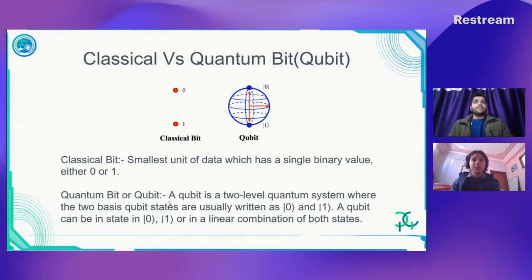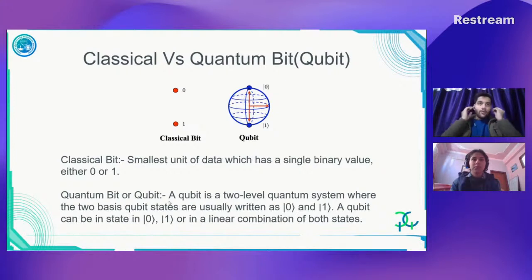A classical bit and a quantum bit, also known as a qubit. So the classical bit, I hope most of you already know about this. We all are using classical bits right now. It basically contains a binary value. It can be either 0 or a 1.